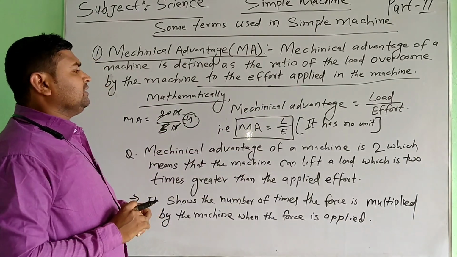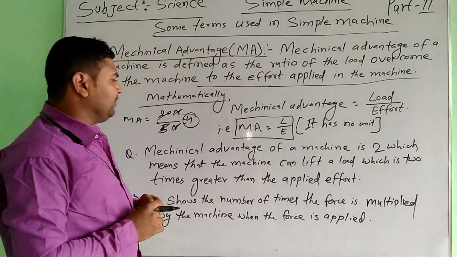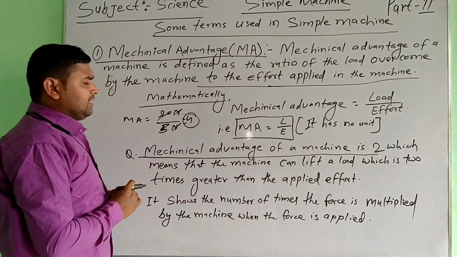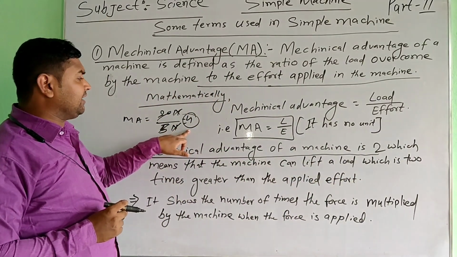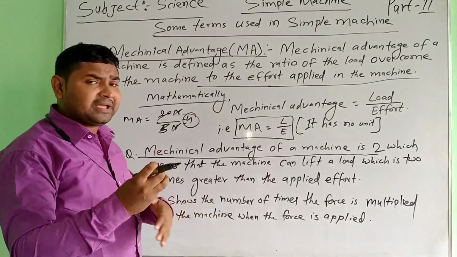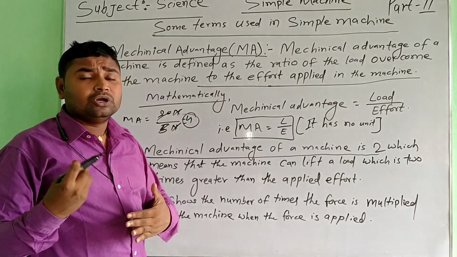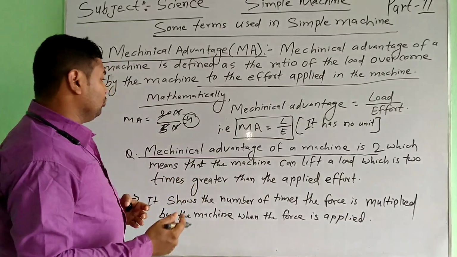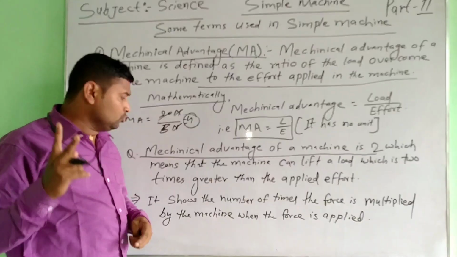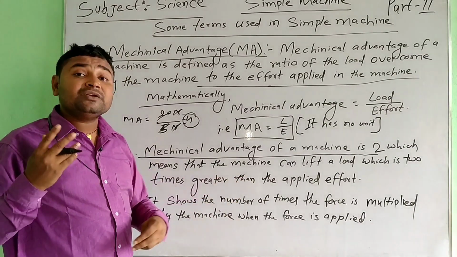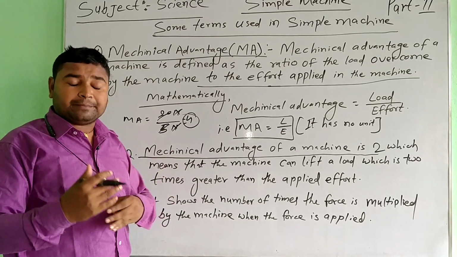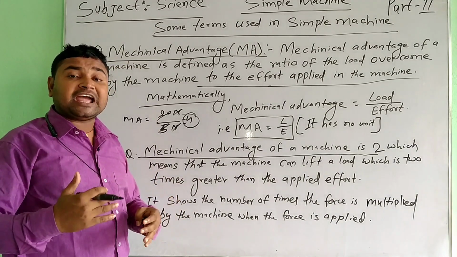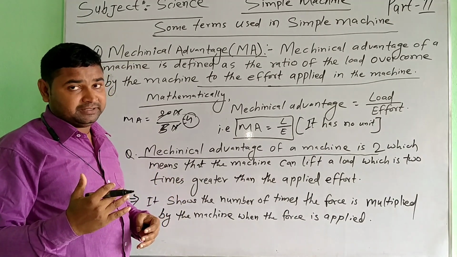Suppose the mechanical advantage of the machine is 2. Then what does it mean? It means that the machine can lift a load 2 times greater than the applied effort.